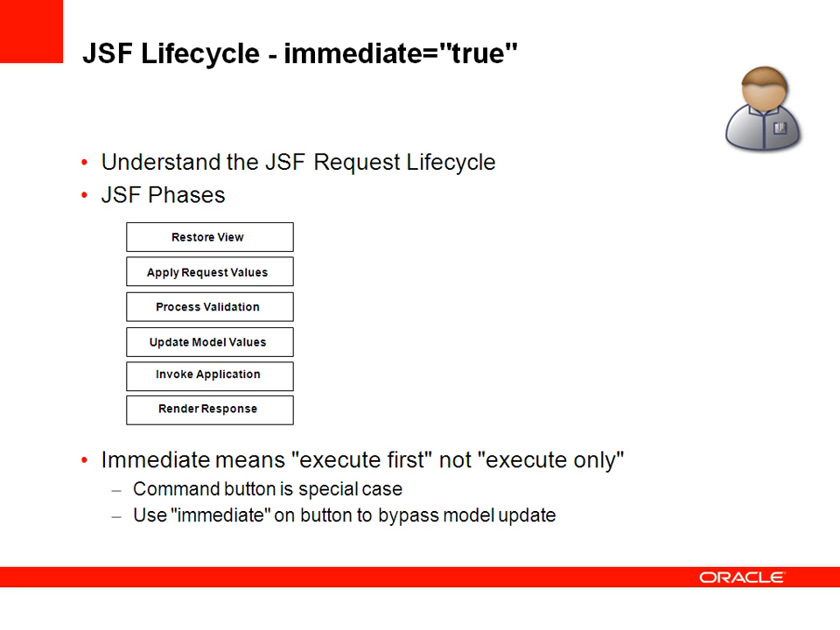It is important to understand that immediate equals true doesn't mean execute only, it means execute first for many components. There's one special case, which is the command button. If you have immediate equals true, then all the phases after apply request values are not continued. Instead, it goes straight to invoke application to invoke the action on the button, and then concludes with render response. The use case when you want to use immediate equals true on a button is for a cancel button or for navigating away.